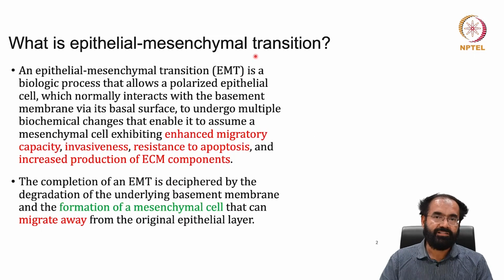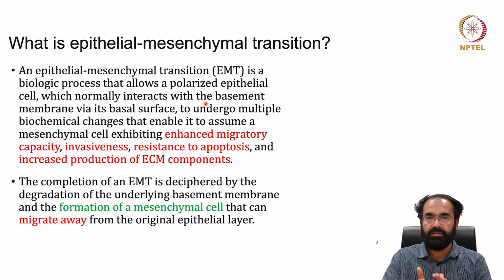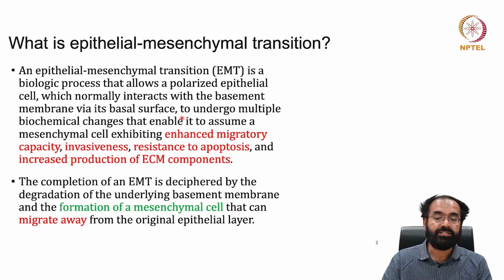So, what is epithelial to mesenchymal transition? Very good question. An epithelial to mesenchymal transition is a biological process that allows a polarized epithelial cell, that means a stagnant or fixed cell, which normally interacts with the basement membrane, to undergo multiple biochemical changes that enable it to assume a mesenchymal cell phenotype. In the earlier class we saw a picture of the skin basement membrane, which is a combined action of the ectoderm and the superficial layer, epidermis and the dermis. You can refer back to the previous class, but understand this epithelium has to have an attachment to the basement membrane via its basal surface. The mesenchymal cell exhibits certain properties such as enhanced migratory capacity, invasiveness, resistance to apoptosis, and increased production of ECM, extracellular matrix, components.